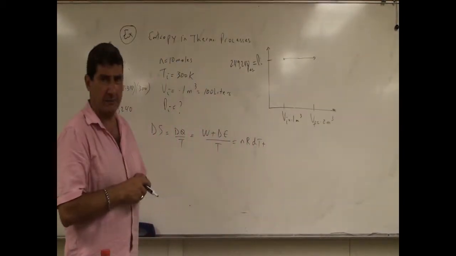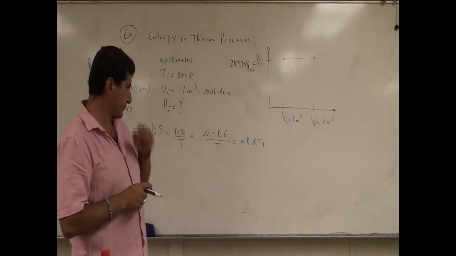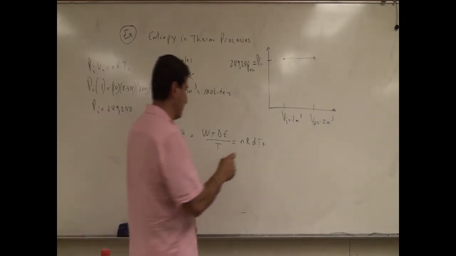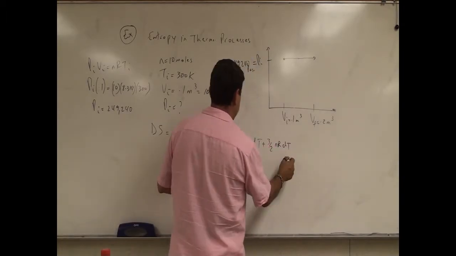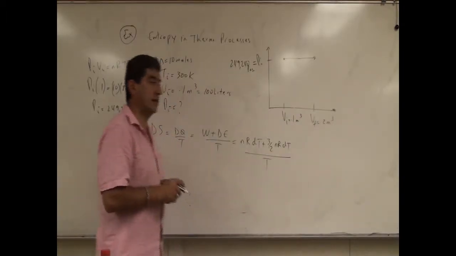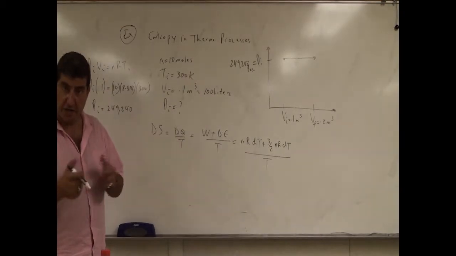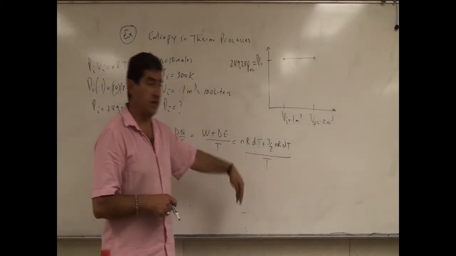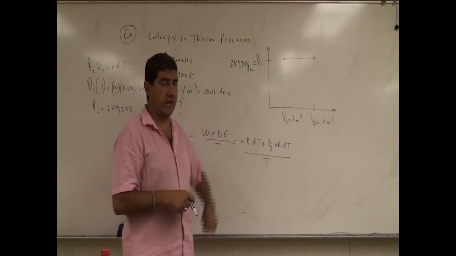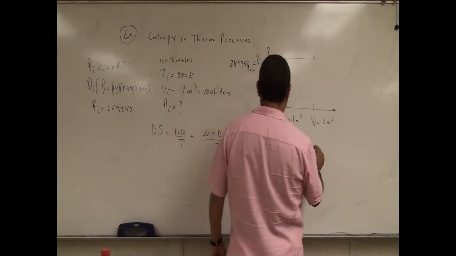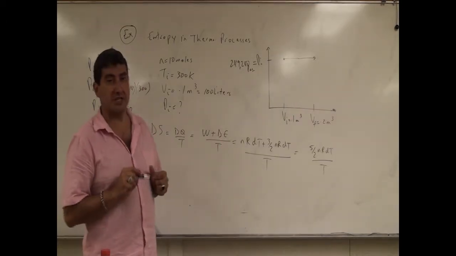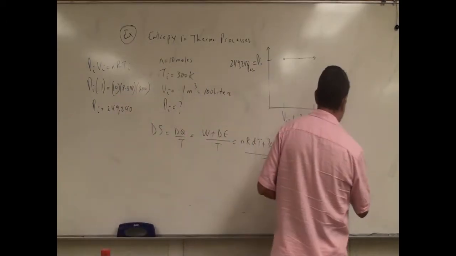So if it's a monatomic gas, it's going to be 3/2 nR dT, right? If it's a diatomic gas, it's going to be 5/2 nR dT. If it's a polyatomic gas, it's going to be 7/2 nR dT, right? So then when I combine this, I'm going to get what? So this is true if this is a monatomic gas, right?